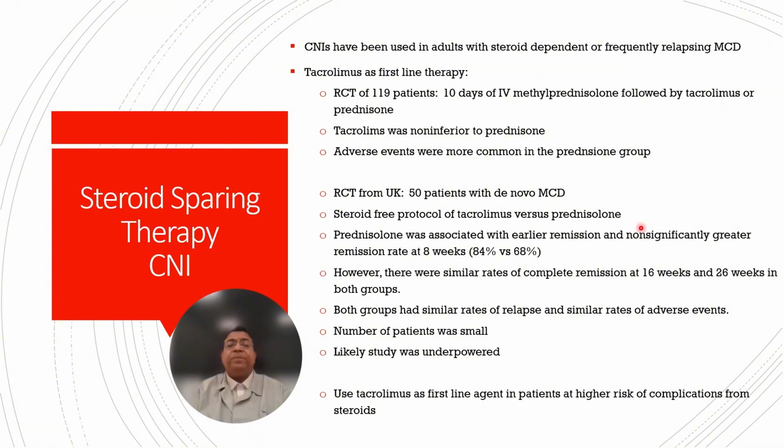And prednisolone was associated with earlier remission and non-significantly greater remission rate at 8 weeks, 84% versus 68%. However, there were similar rates of complete remission at 16 weeks and 26 weeks in both groups. Both groups had similar rates of relapse and similar rates of adverse events. But of course, the number of patients was small, and the study was likely underpowered. Use of tacrolimus as first-line agent in patients at higher risk of complications from steroids has been suggested.